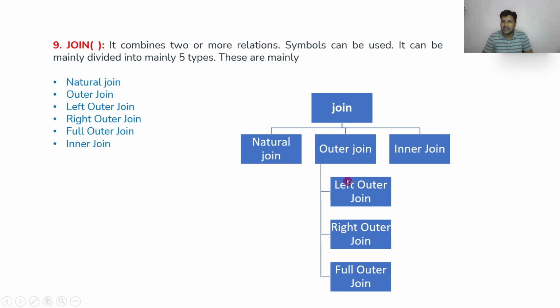Next, the last one, join. But this join is further divided into 5 categories. Join combines two or more relations. A symbol is used for it. It can be mainly divided into 5 types. Outer join is again further divided, so I am not specifying outer join specifically. So natural join, left outer join, right outer join, full outer join, inner join. Mainly these are the categories, so let us go one by one.